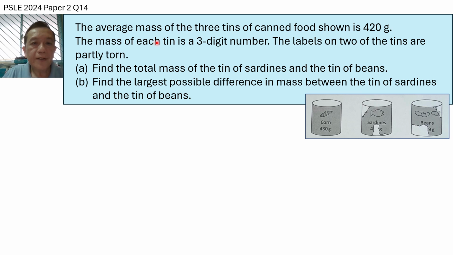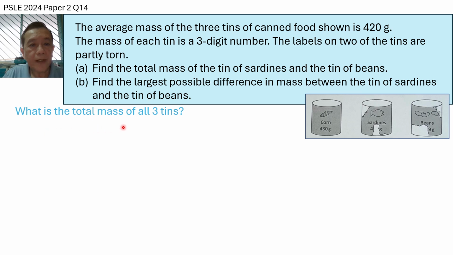The average mass of the 3 tins of canned food shown is 420 grams. The mass of each tin is a 3-digit number. The labels on 2 of the tins are partly torn, here and here. Find the total mass of the tin of sardines and the tin of beans.